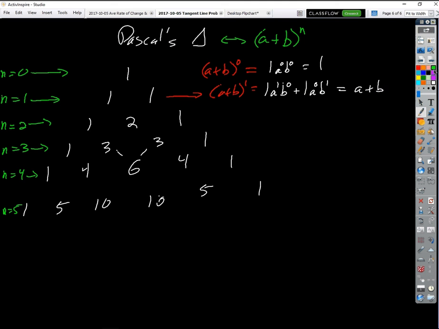How about this one? I better choose a different color. So this one means 1a squared b to the 0 plus 2a to the 1 b to the 1 plus 1a to the 0 b to the 2, which is just a squared plus 2ab plus b squared.